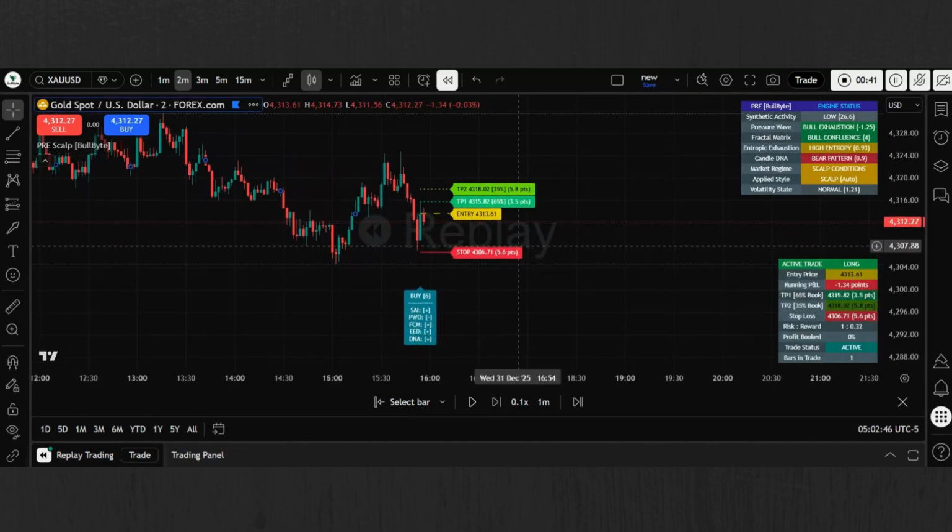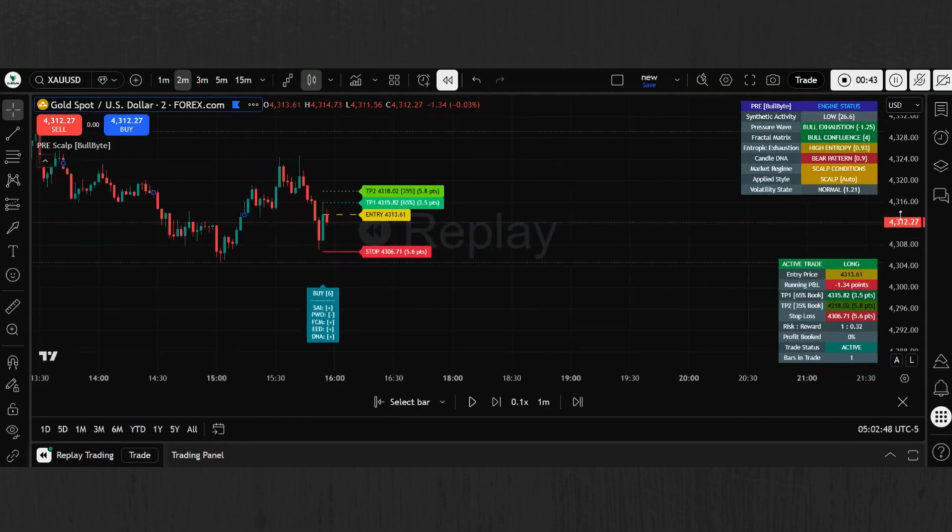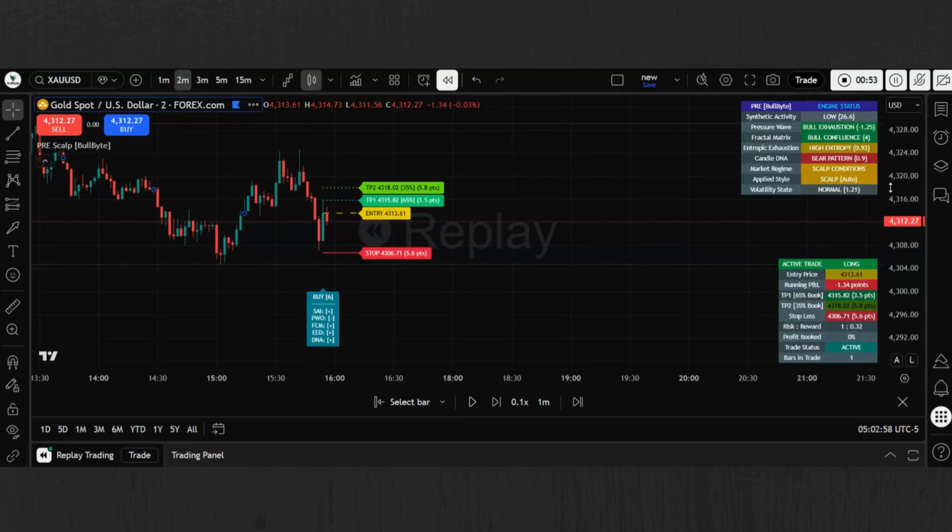Whenever you see a signal, the first thing you need to do is check the market conditions. Look at the dashboard on the right side of your screen. I am using the auto trading mode here, which means the system adapts itself based on current market conditions. You do not have to manually adjust anything. Now look at the engine status panel. You see the market regime row?